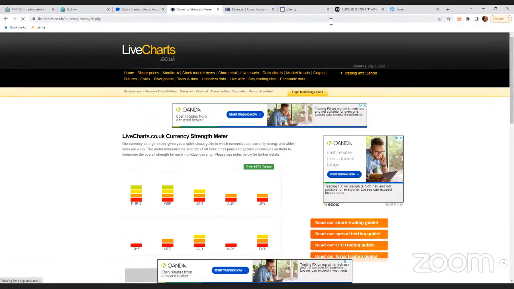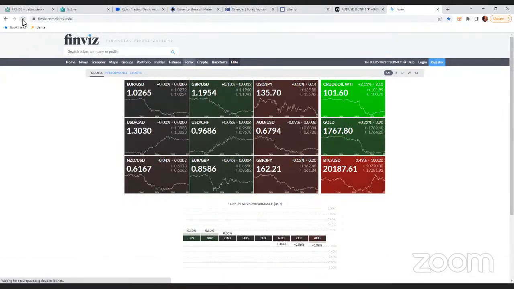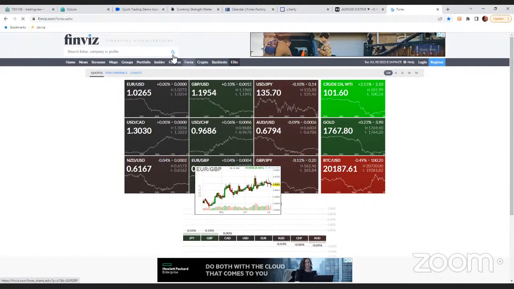My computer is a little slow. Sorry, guys. I come to Finviz and check what the traders are trading at this hour. Looks like JPY and GBP is the one that's currently being utilized. Just at the back of my mind, just to know that.